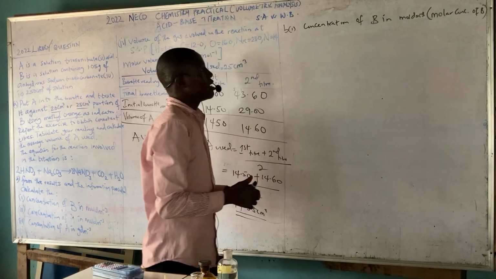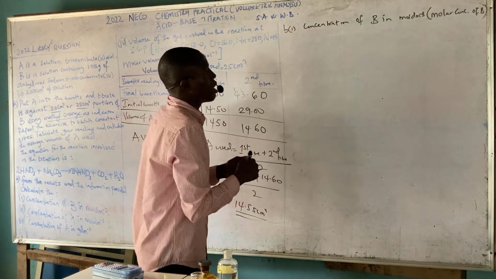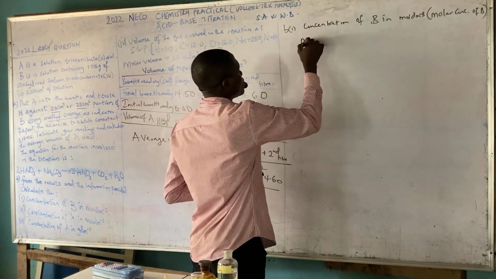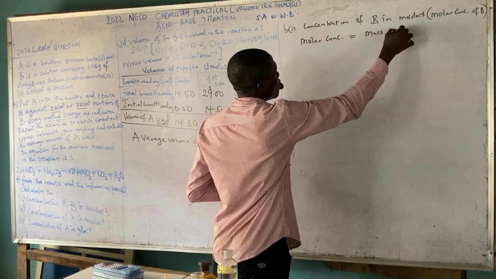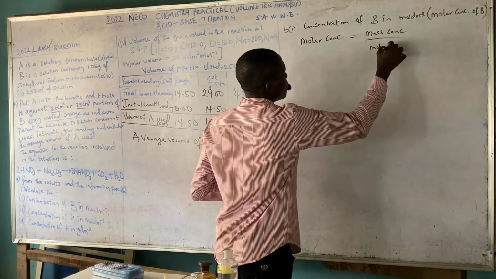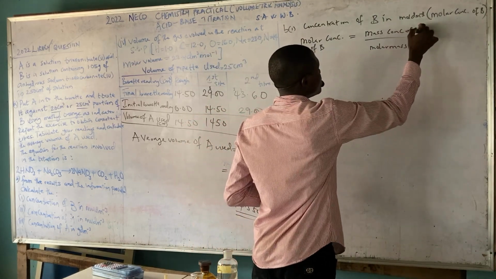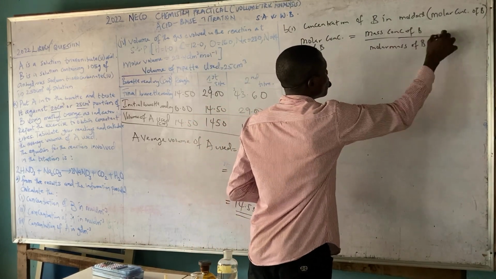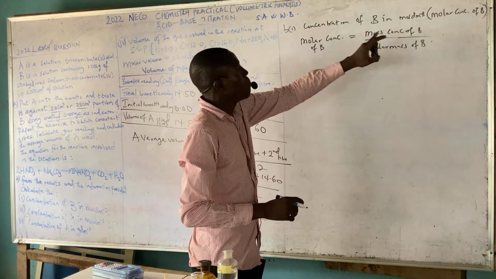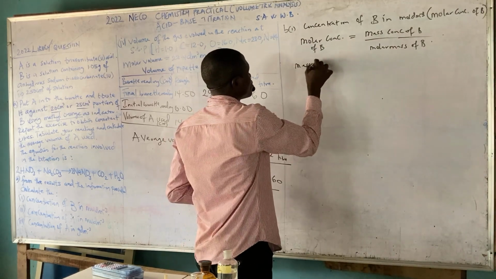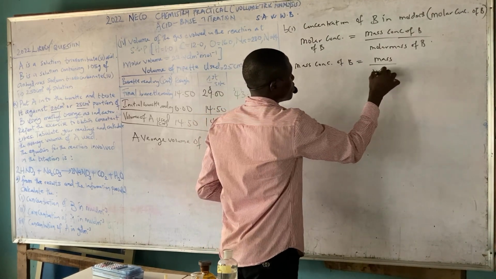So, concentration in mole per dm cube is saying molar conc of B, which can be obtained in 2 ways. The first way is by using molar concentration is equal to mass concentration all over molar mass. That is molar conc of B is equal to mass conc of B all over its molar mass. So the first thing now is to get the mass conc of B. The mass concentration of B can be obtained as mass all over volume.